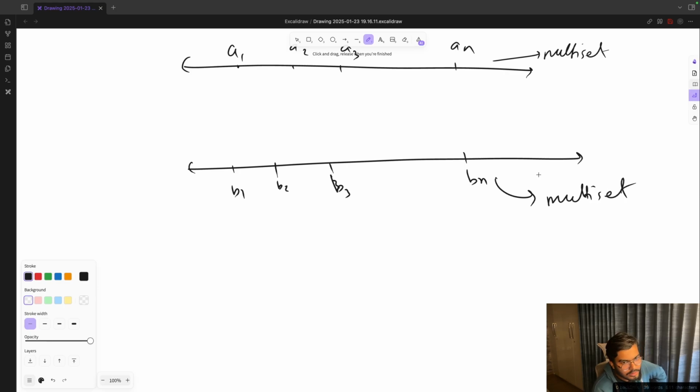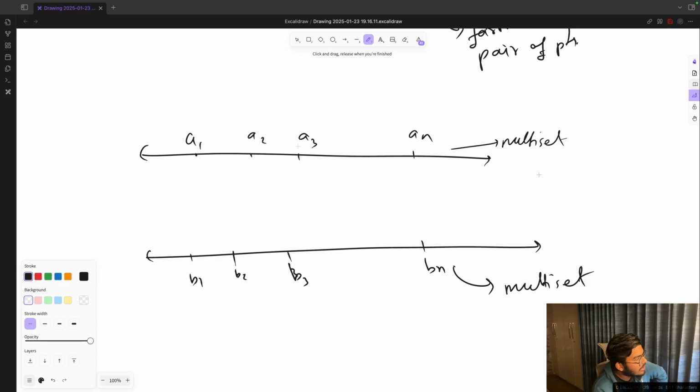From these two multisets, I will always have a pair of maximum farthest points, right? I can calculate the value of a1 minus an and b1 minus bm, and whichever is maximum, that will become my base. But the point is, which point should I take from the other line? Should I take a1, should I take an, or should I take something else that will maximize my answer?